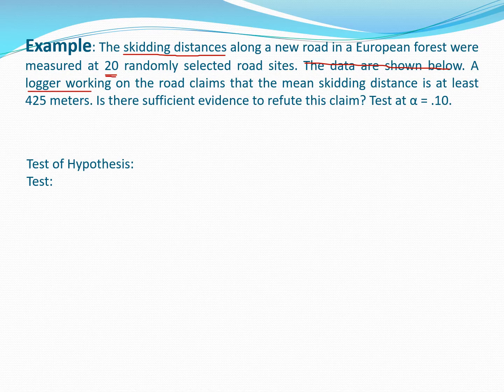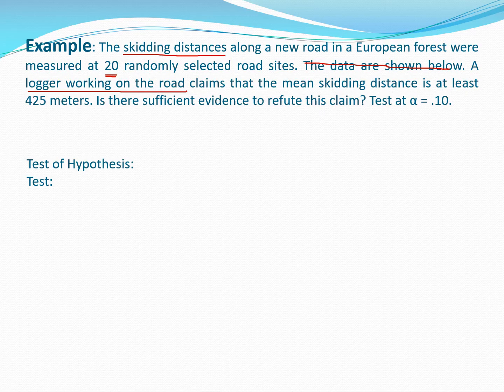A logger working on the road claims that the mean skidding distance is at least 425 meters. So that's our expert in this case. We're going to go to a logger working on the road, and he or she claims that the mean skidding distance is at least 425 meters. Now, this is the part that's a little tricky. Is there sufficient evidence to refute this claim? And we're going to test it at alpha equal 0.10. What's the null and the alternative that you wish to test?